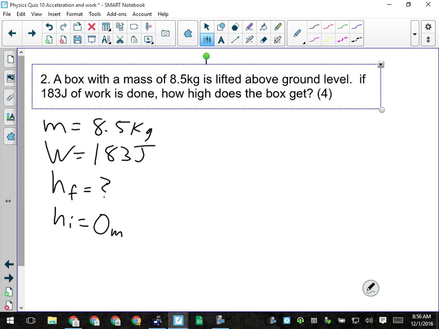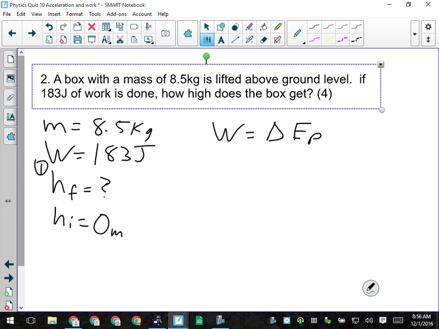What kind of energy is being changed in this question? Potential energy. The box is being lifted. It's not being accelerated. Its kinetic energy is not changing, only its potential energy. So give them a mark for their givens here. We're going to treat this as a work energy theorem question. So work is a change in potential energy.